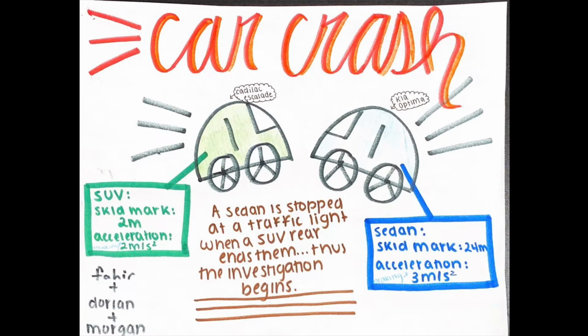The situation is a Kia Optima is stopped at a traffic light when a Cadillac Escalade rear ends them, thus beginning the investigation. The Cadillac Escalade is an SUV and it leaves a skid mark of 2 meters, with a braking acceleration of 2 meters per second squared. The Kia Optima is a sedan and/or wagon, and it leaves a skid mark of 24 meters with a braking acceleration of 3 meters per second squared.